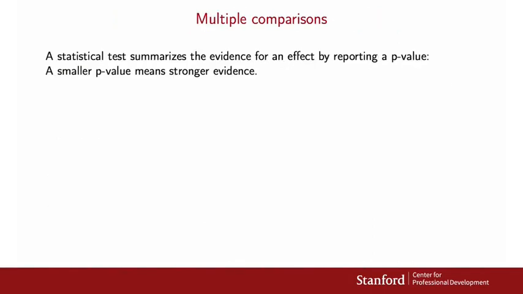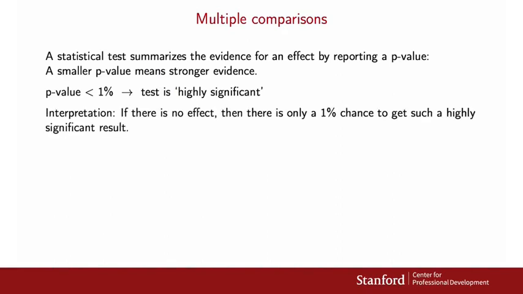Remember that the p-value summarizes the evidence for an effect, and the interpretation is that the smaller the p-value, the stronger the evidence. In particular, if the p-value is smaller than 1%, then one says that the test is highly significant. But keep in mind what that means. It means that if there's no effect, then there's still a 1% chance to get such a highly significant outcome.